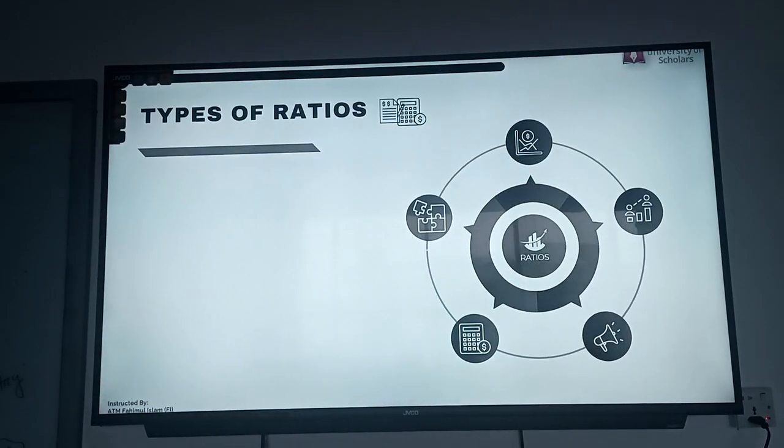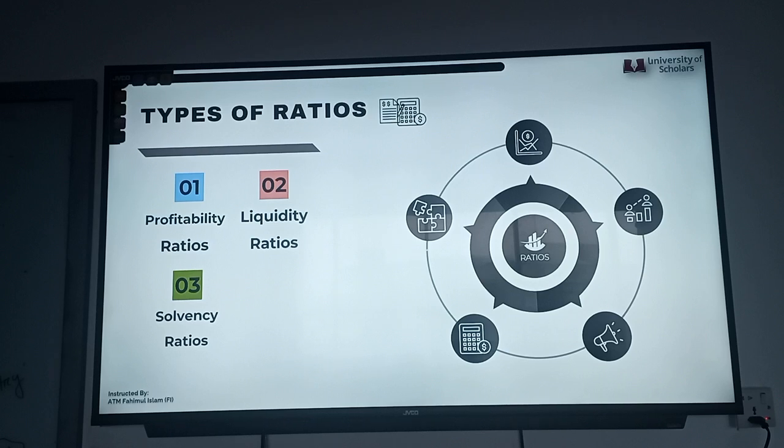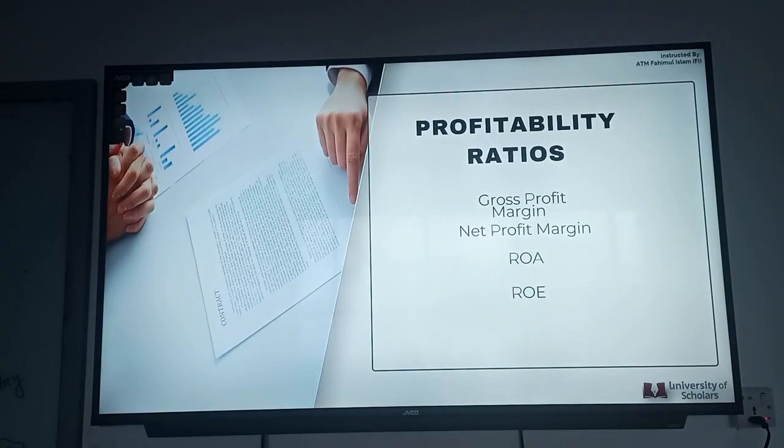So there are several types of ratio analysis. It can be profitability ratios, liquidity ratios, solvency ratios, efficiency ratios, and market ratios. We will learn each and every single one in our next 3 sessions, inshallah. Starting with the profitability ratios, we will learn gross profit margin, net profit margin, return on asset, which is ROA, and return on equity, which is ROE.